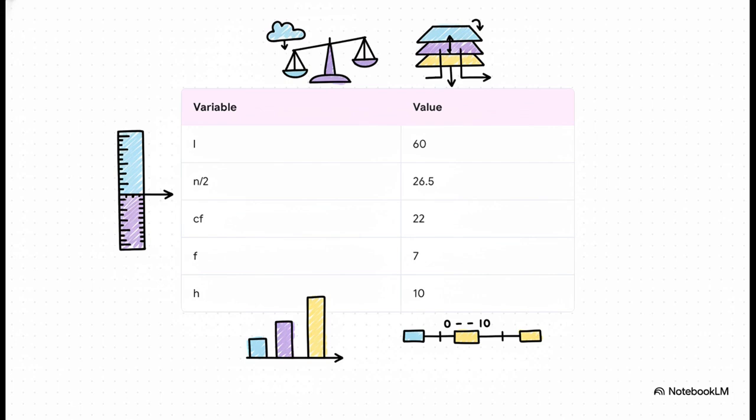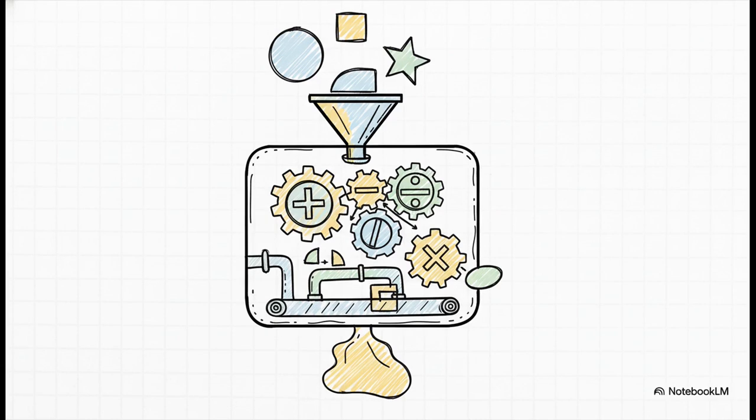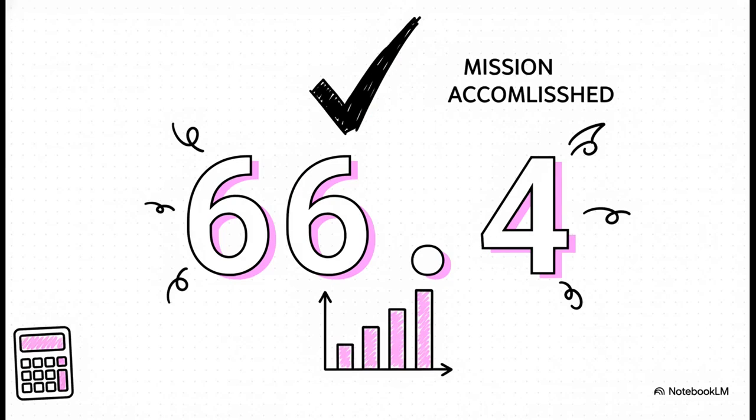We have all our values. Now, all we have to do is pop each number into its spot in the formula. So 60 goes where L was, 26.5 where N over 2 was, and so on. Look at that. It's not a scary formula anymore. It's just a simple calculation. And once you do the math, drumroll please, the final answer is 66.4. Mission accomplished. We have successfully found the median of our group data.